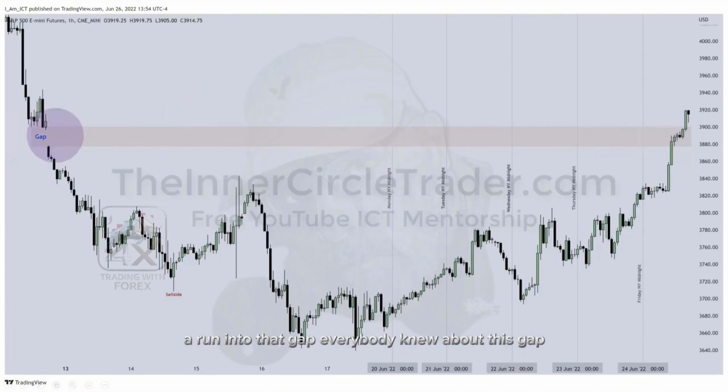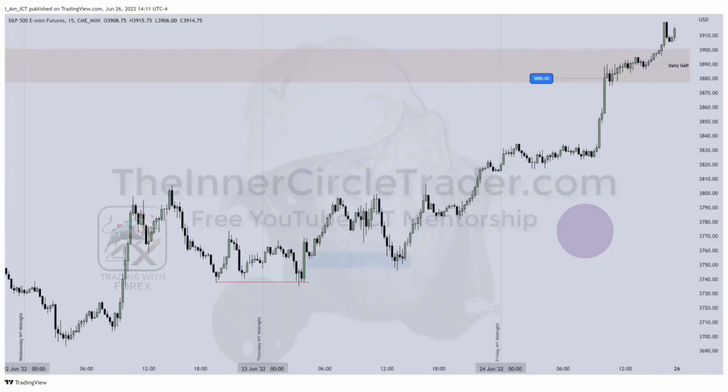Everybody knew about this gap. Nobody knew when it was going to hit it until around Thursday. And that's kind of like what I was hinting at on Thursday's trading. So on Thursday, I was looking for a run into this level here. And initially, I was wrong. And I took a trade and got stopped out plus 2 points. And while it wasn't a loss, I was incorrect about it running to here.